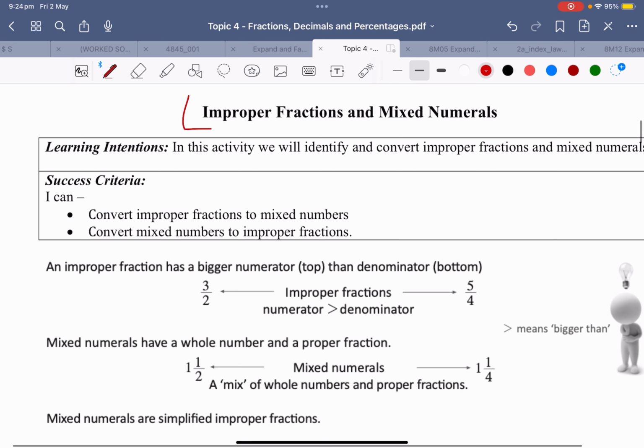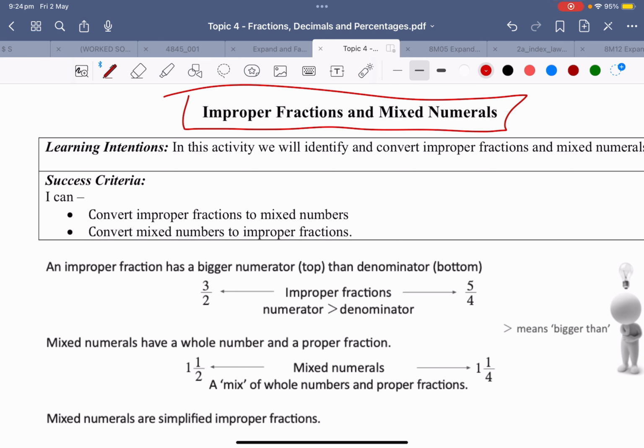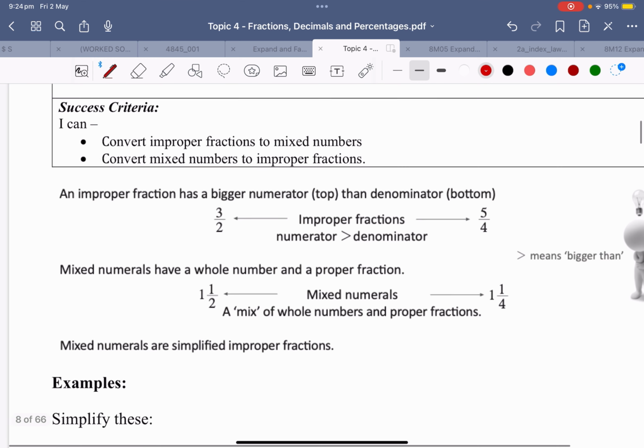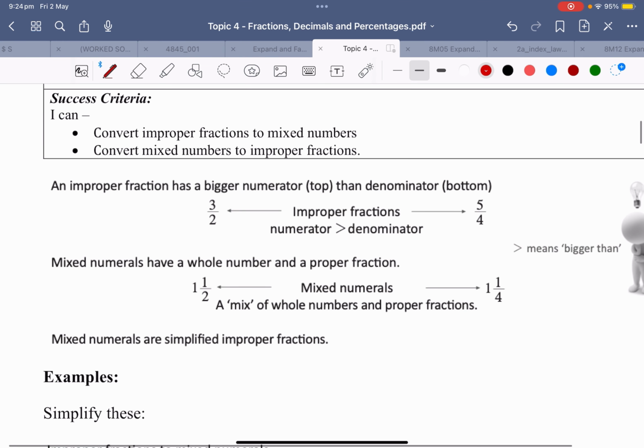Now, the second bit is improper fractions and mixed numerals. Hopefully we have seen it before, but the word improper fraction by definition just means my numerator is bigger than the denominator. This is improper because 3 is bigger than 2. Similarly, 5 is bigger than 4, that means it's improper. We use this symbol to mean greater than, and this one means less than. It's a little fun fact, don't worry about it.